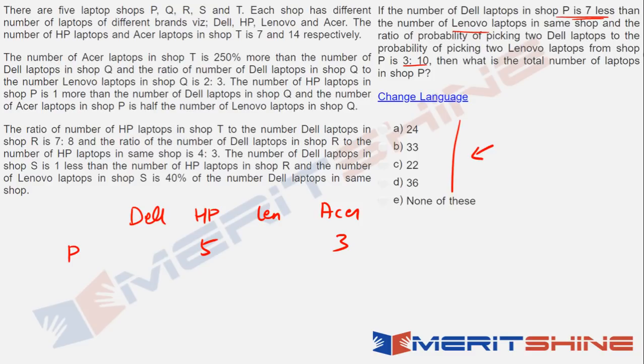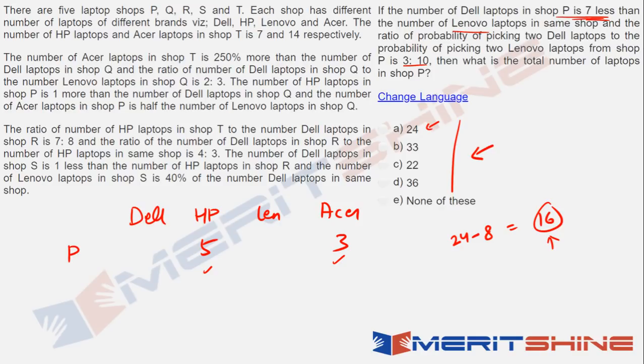Can the total number of laptops in shop P be an even number? Just think about that. Let's say it's 24, just to explain to you. So 24, you subtract 3, you subtract 5 for HP and Acer. So 24 minus 8 would be 16. If this is 16 laptops that are left here, it says the number of Dell laptops in shop P is 7 less than the number of Lenovo laptops. You can never divide Dell and Lenovo when the total is like this.